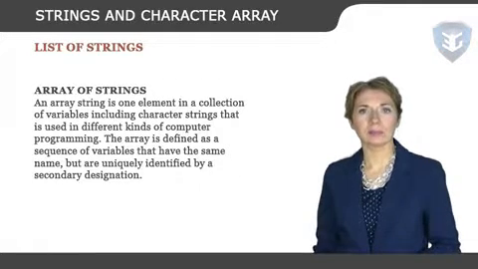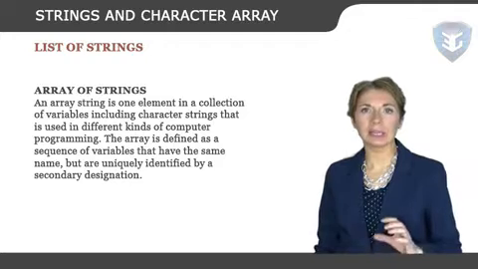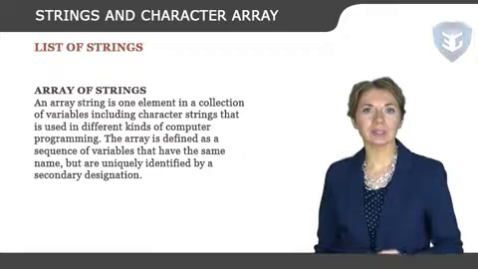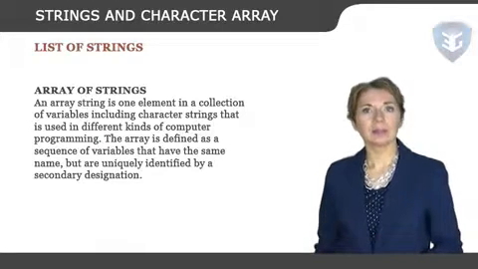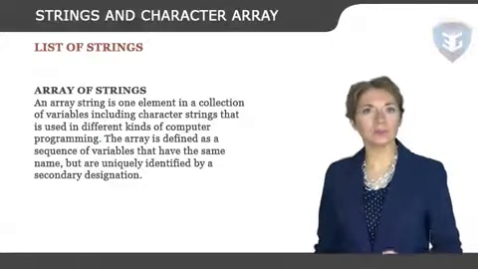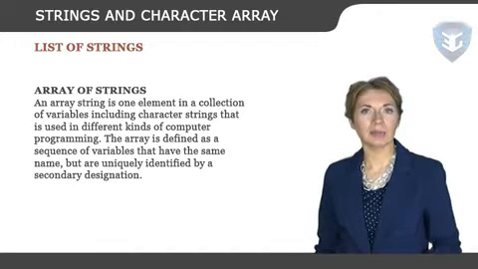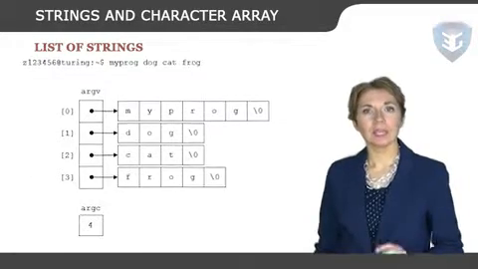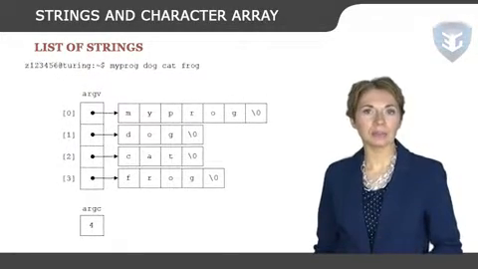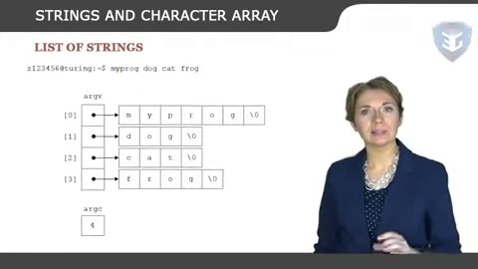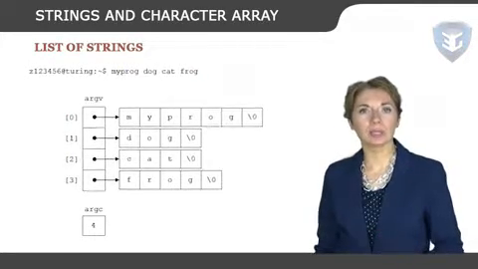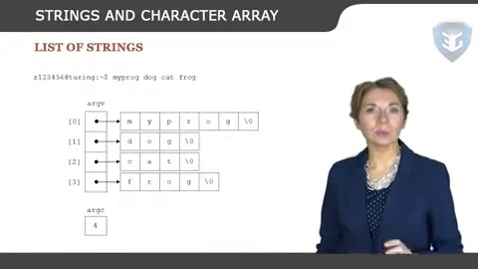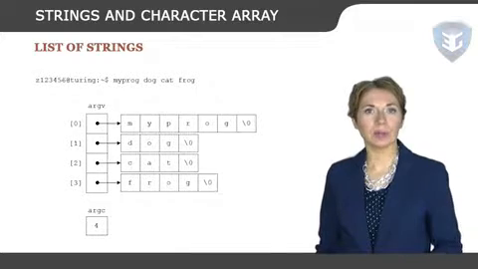Array of strings. An array string is one element in a collection of variables, including character strings, that is used in different kinds of computer programming. The array is defined as a sequence of variables that have the same name but are uniquely identified by a secondary designation. Variables in the array share attributes. An array of strings is a sequence of variables that hold multiple characters, which are referred to as strings. An array string is one single string that is included in the array.